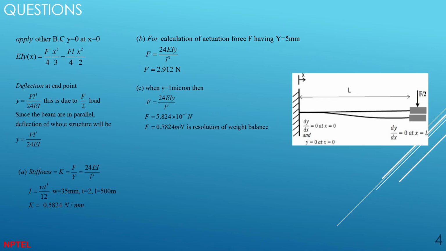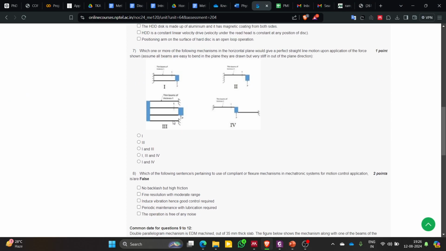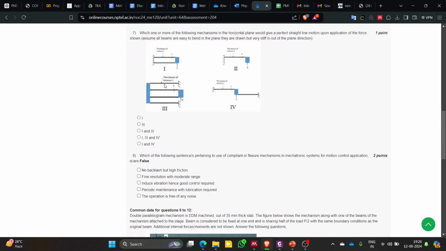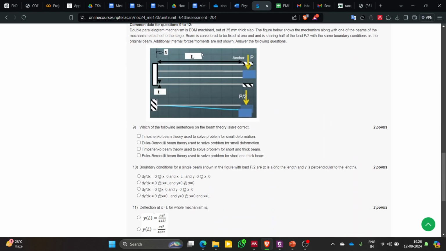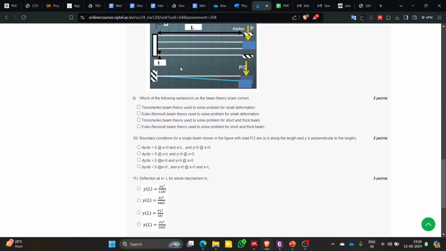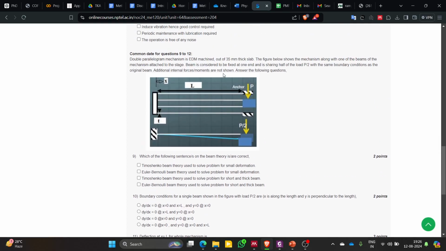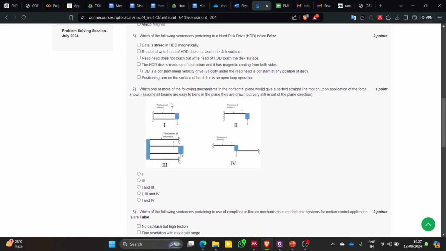So I'm solving this question so that you can solve this kind of a question. There are problems like this one. This is a compliant mechanism, but you need to simplify this problem to solve it further. And you can see what kind of beam theory is used for the compliant mechanism. There is one more, which is Cherenkov beam.